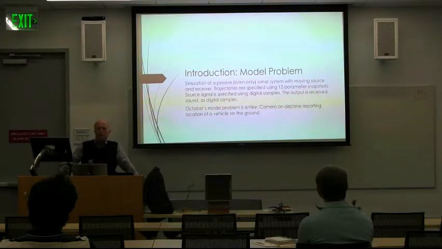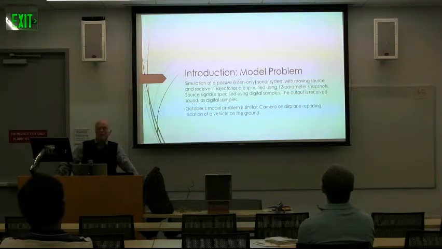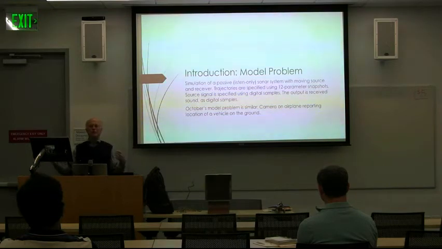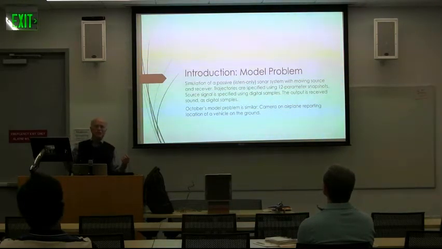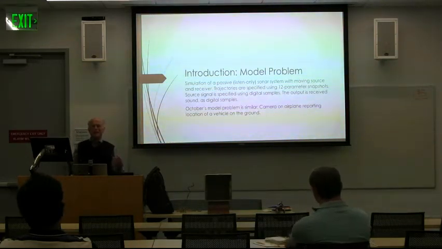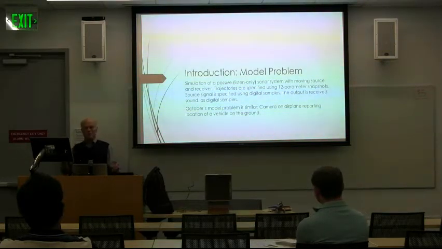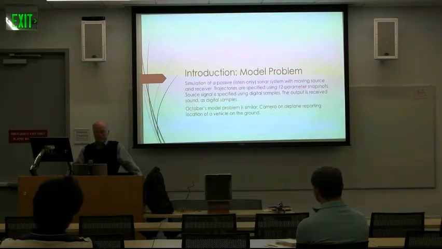We're talking about a model problem, and this model problem is a subset of the problems that I've spent much of my career working with. In fact, it's a simulation of a passive sonar system with a moving source and a moving receiver, where the trajectories are specified by the person who wants to do the simulation as a sequence of snapshots with 6 degrees of freedom plus first time derivatives at a series of times. And you have to interpolate between those in order to actually do the simulation. And the input and output are signals that are specified also as discrete samples.